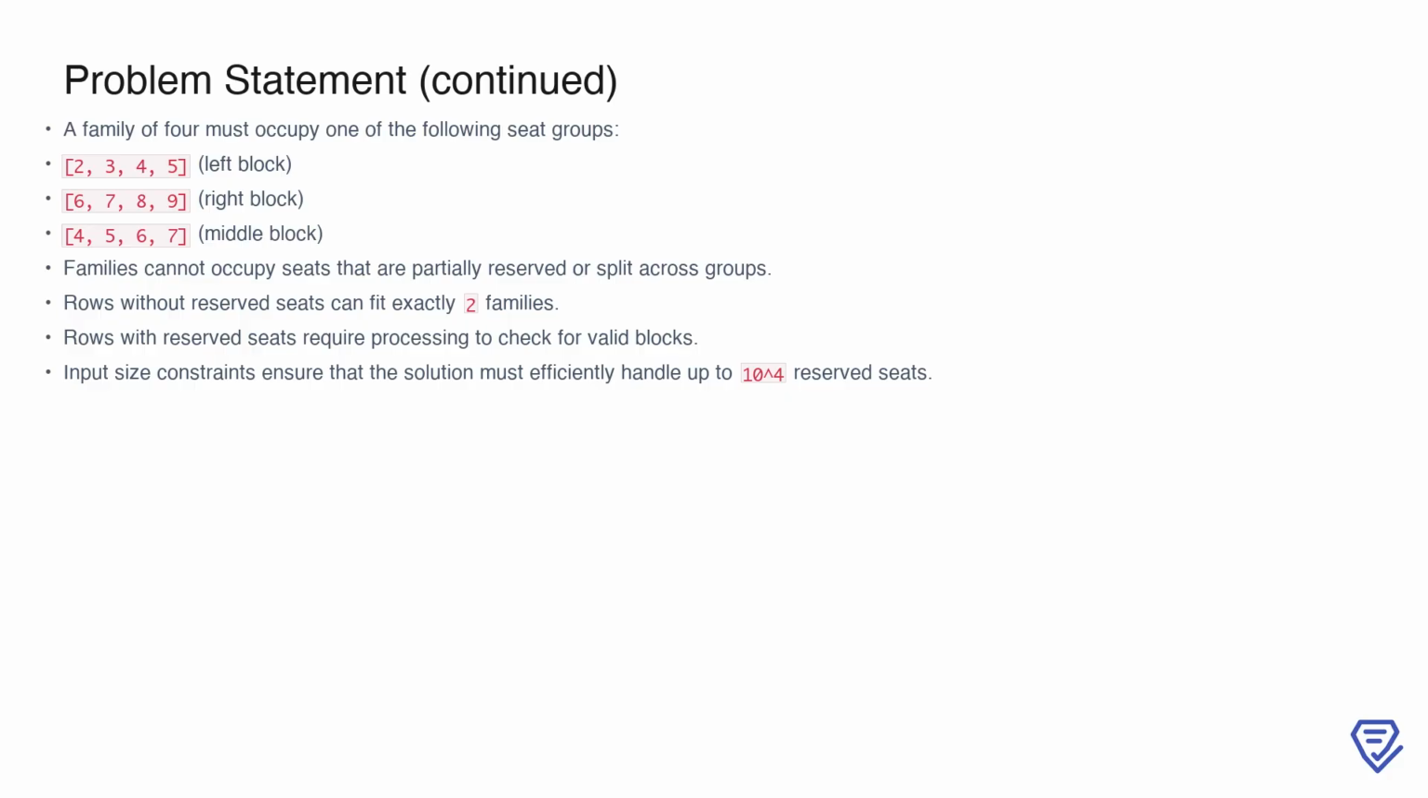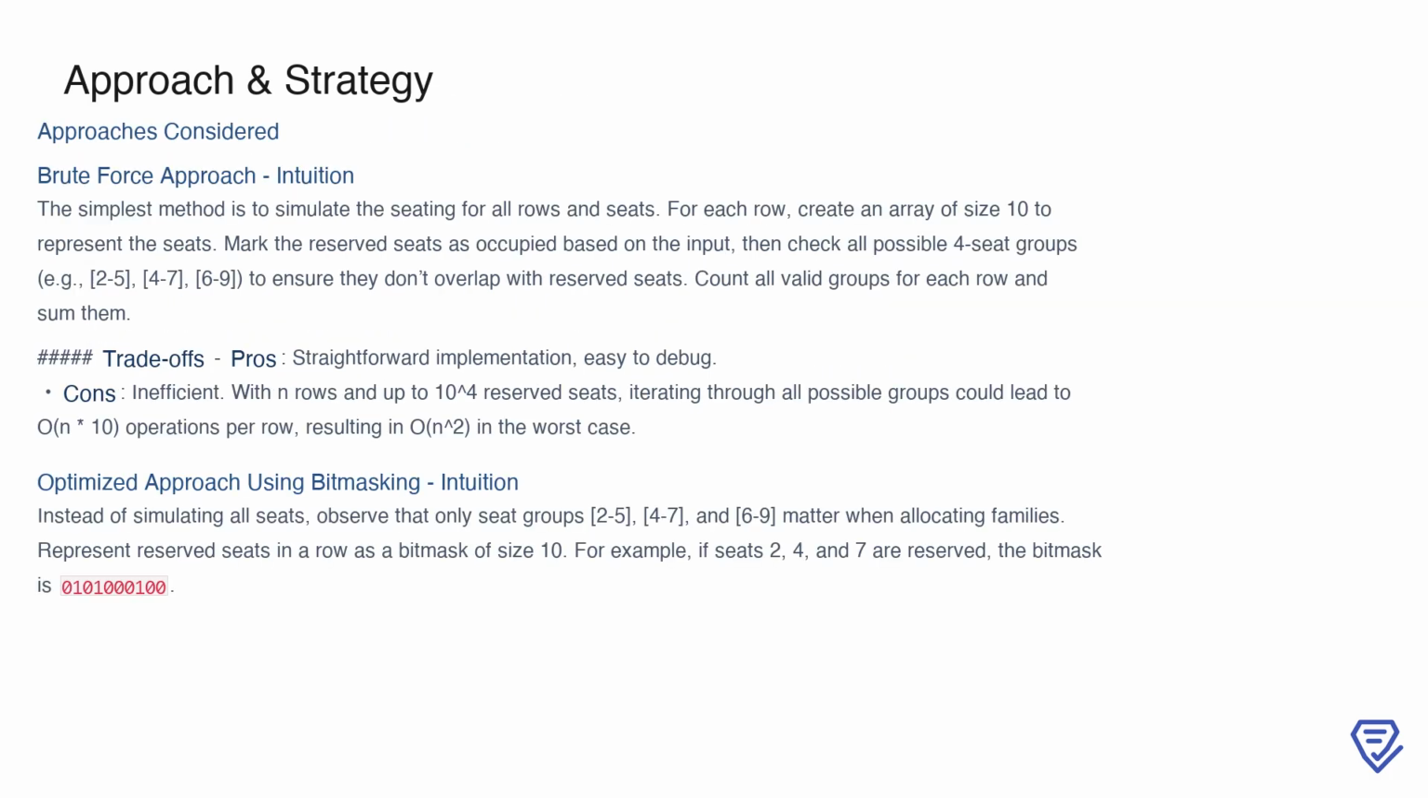Finally, because the input size can go up to 10,000 reserved seats, your solution needs to be efficient and handle these constraints effectively. By following these rules and constraints, you can calculate the maximum number of families that can be seated in the cinema. To solve the cinema seat allocation problem, we considered a few different approaches.